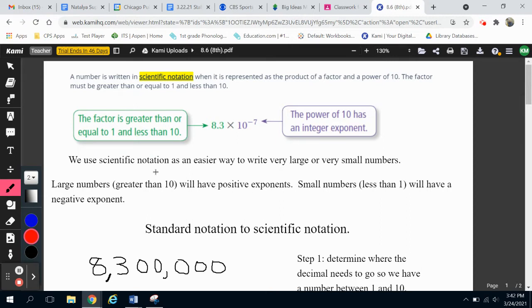This is an important rule to remember. Large numbers, which are numbers greater than 10, will have positive exponents. Small numbers, which are numbers less than 1, will have negative exponents. That might be something you put in your notes.